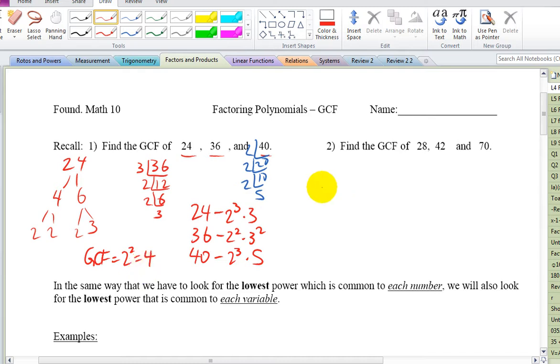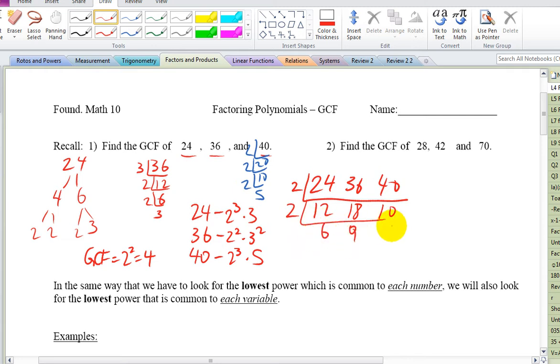Now, just to show you, don't write this down. Okay, we're going to do this for the next one. Remember, we could have done a group division all at once, divide by 2. That's going to be 12, 18, and 10. Divide by 2, they're all even. 6, 9, and 5. Now we can't divide them all by the same number, so your GCF stops.